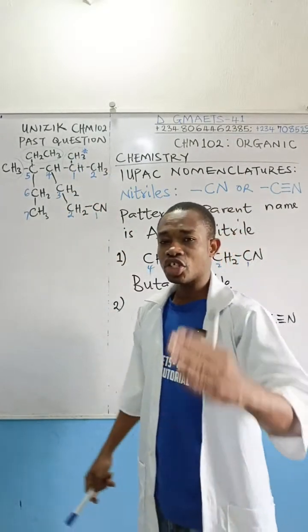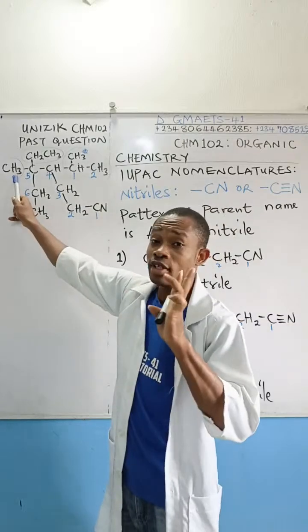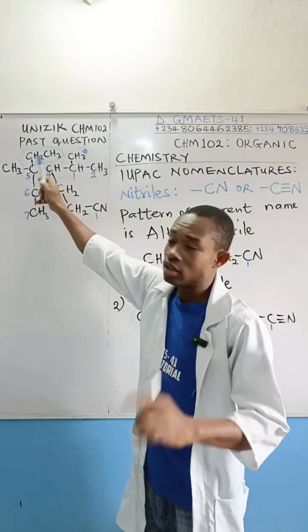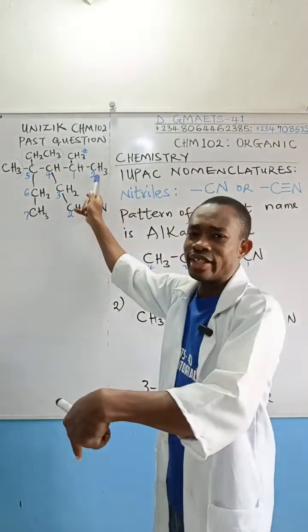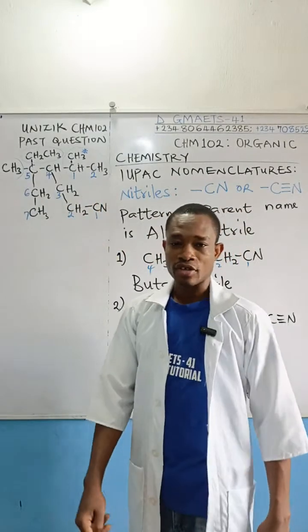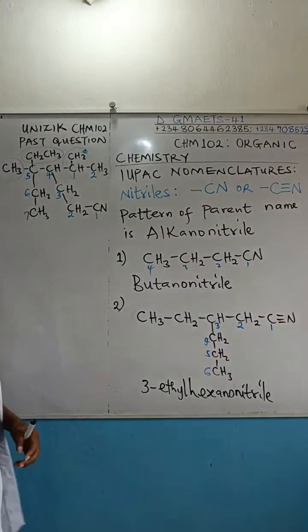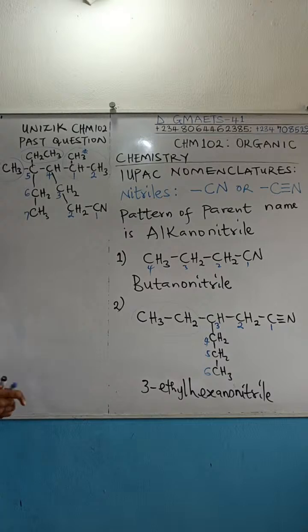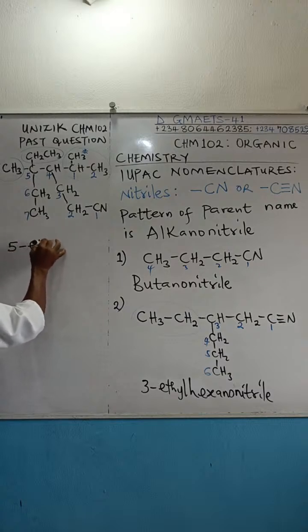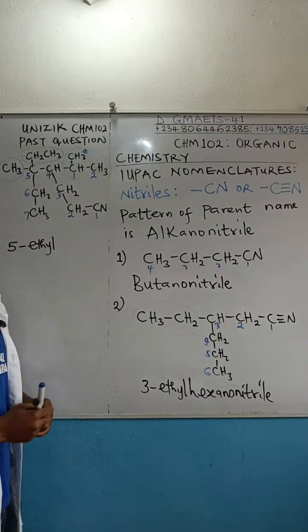Now, if I give you a dictionary, and I say you should locate methyl, locate ethyl, locate methyl ethyl, which will you see first? You'll agree with me that following alphabetization, the dictionary pattern or ordering of alphabet, ethyl will come first. And that ethyl is on parent carbon number 5. So the IUPAC nomenclature will be: on the 5th carbon atom, you have an ethyl attachment, which is 5-ethyl.